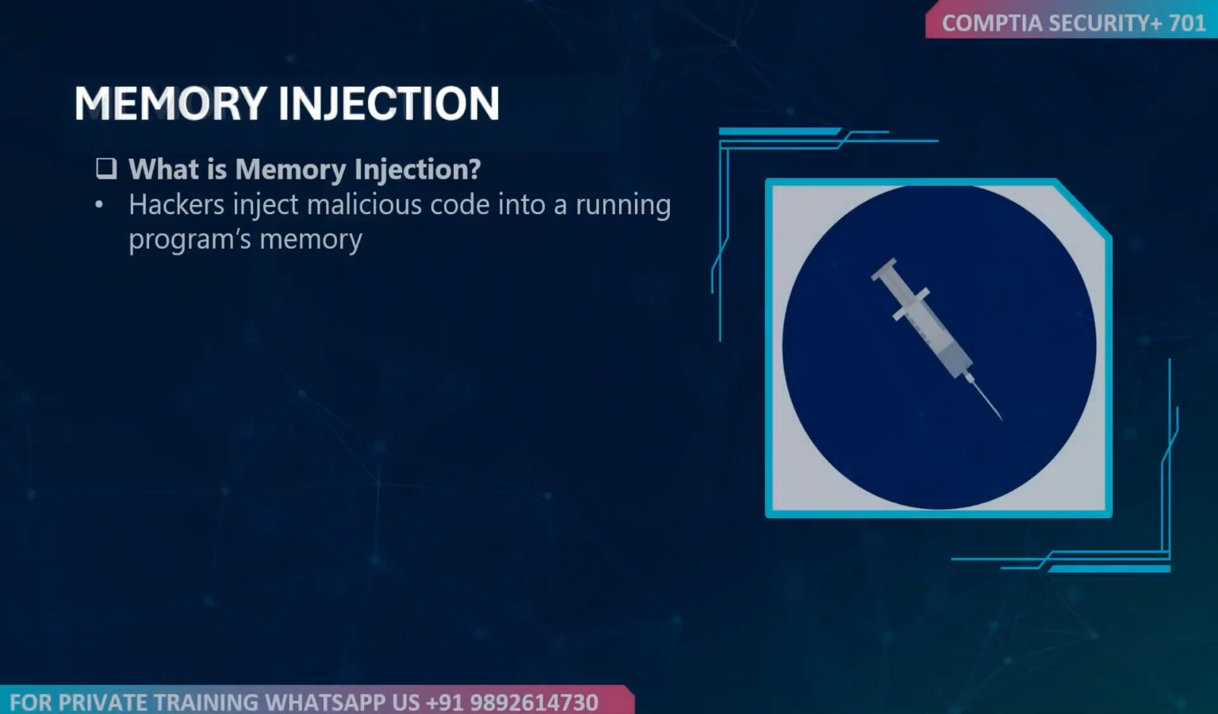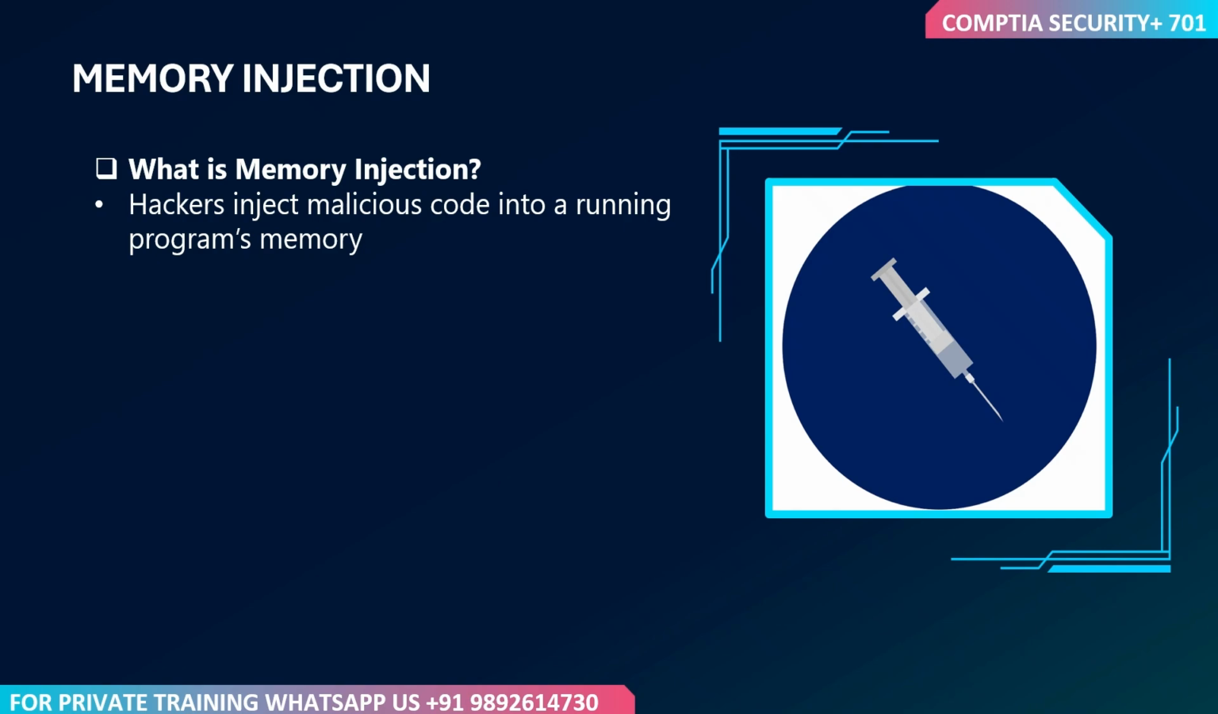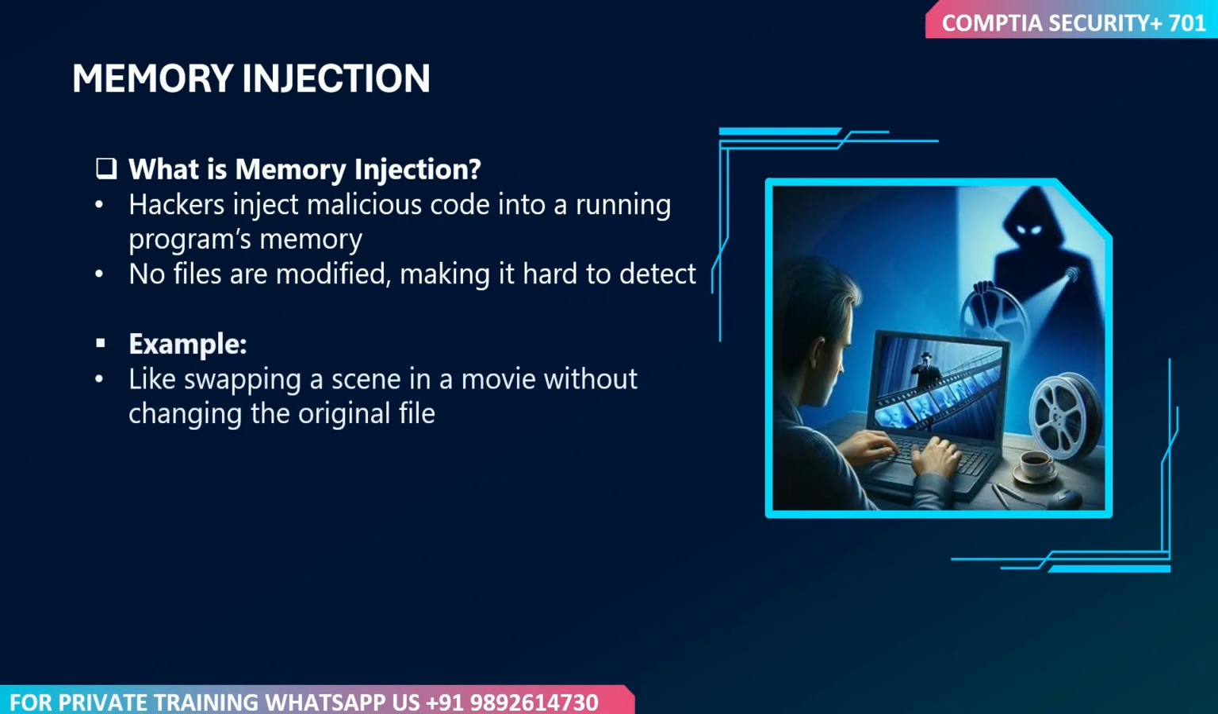Now let's get started. Memory injection is a technique used by hackers or malicious software to insert harmful code into a running program's memory. Instead of modifying files on a system, attackers use memory injection to change how a program behaves while it is running. This makes detection harder because no new files are created on the system.